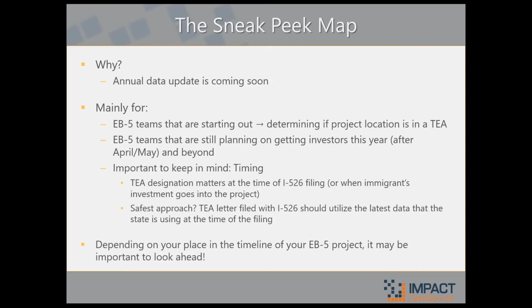For example, if you have investors filing after May of this year, depending on the state, you will likely need to get a new letter from them to include in that investor's petition. And this map can help you prepare for that situation by letting you look ahead at the project's likely eligibility as a TEA. So depending on your place of the EB-5 timeline of your project, it may be important to look ahead now.